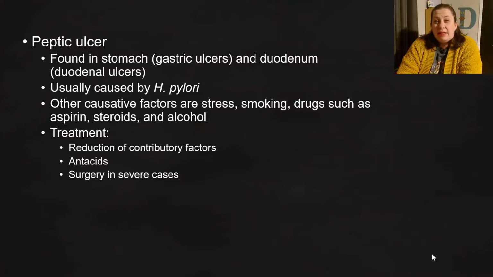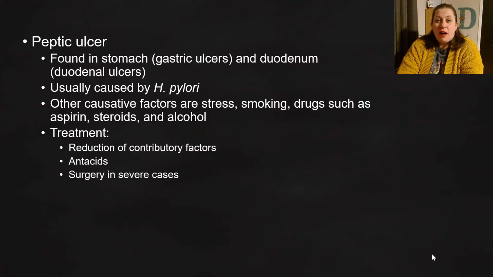Now, we can see that there could be a development, especially if gastritis continues, into what we call peptic ulcers. These are found in the stomach. If they're found in the stomach, they're also termed gastric ulcers. If they're found in the duodenum, that first part of the small intestines, they're called duodenal ulcers.